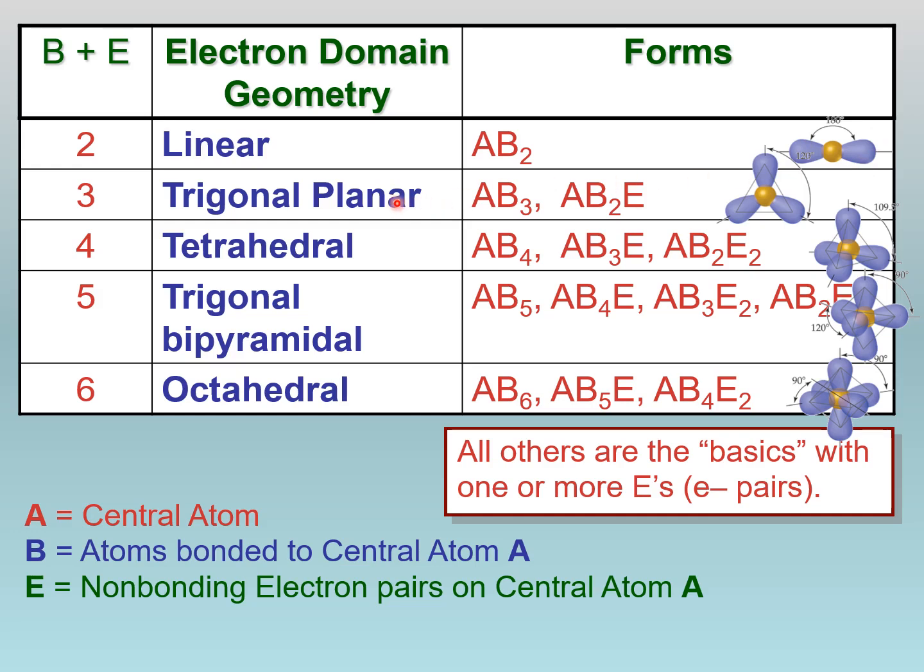Trigonal planar, which is a little more rare, it has to do with the boron atom like we discussed earlier in class the other day, with 3 satellite atoms. If you push them all around as far as you can, you will wind up with a 120-degree angle between the different electron pairs, whether they're bonded or non-bonded.